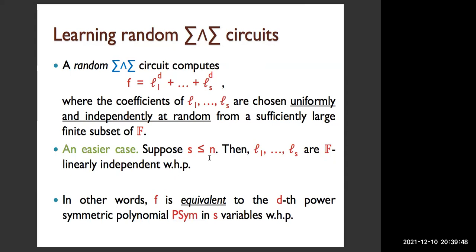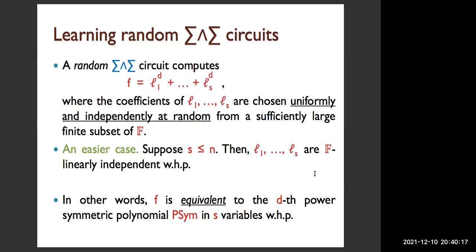Right? And notice that what this is saying is, let's say S is equal to n. What this is saying is you have n linear forms in n variables, and you're choosing the coefficients of the linear forms randomly. Now, it's not too hard to see that if you choose the n coefficients of n linear forms randomly, then these linear forms would be linearly independent with high probability. So these are basically n vectors, and you're choosing the entries randomly.